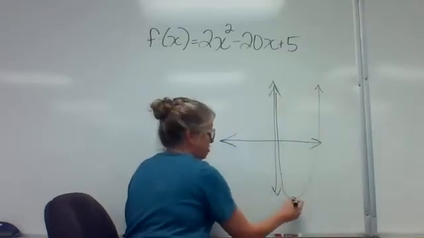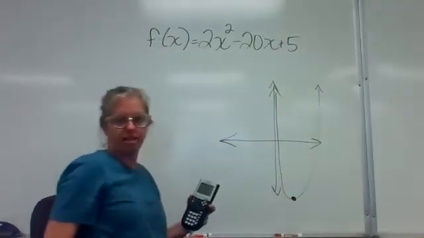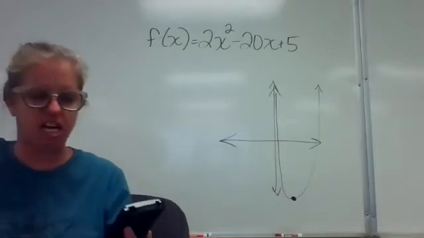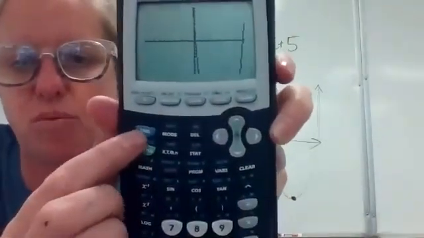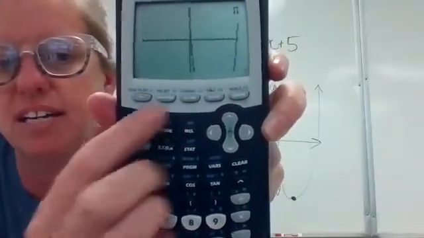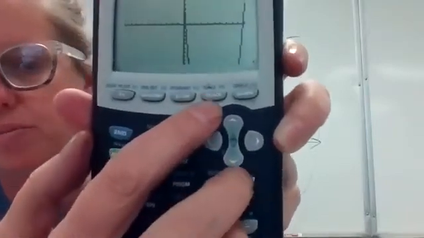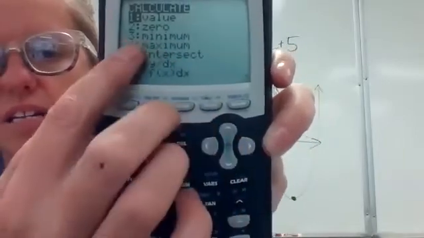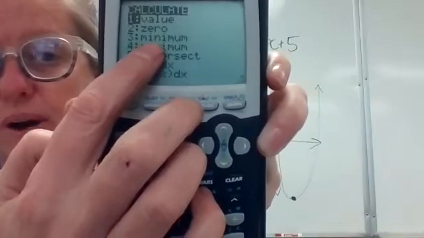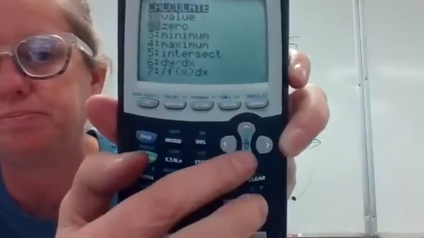We just can't see the bottom of it, and we're looking for that point. The vertex is the point at which it changes directions. The way we did it in the calculator is from here we went to second calc, which is the trace button. And since that's the bottom of the parabola, I'm going to find the minimum.